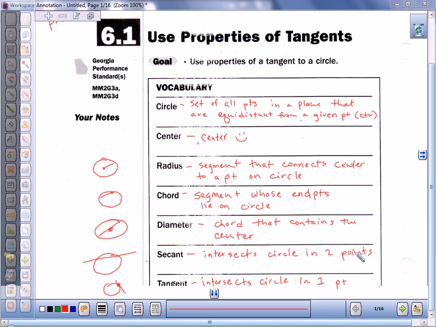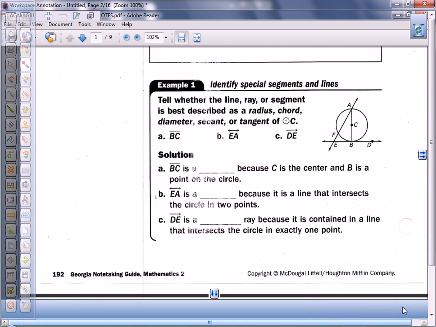A secant is a line, a ray, or a segment that intersects the circle in 2 points. And a tangent is a line that intersects the circle in 1 point. And you may think of that as just touching the circle in 1 point. Okay, so let's look at this.